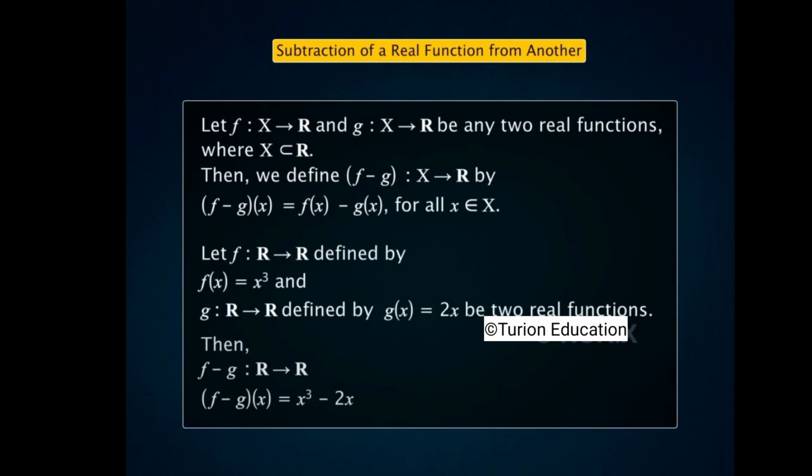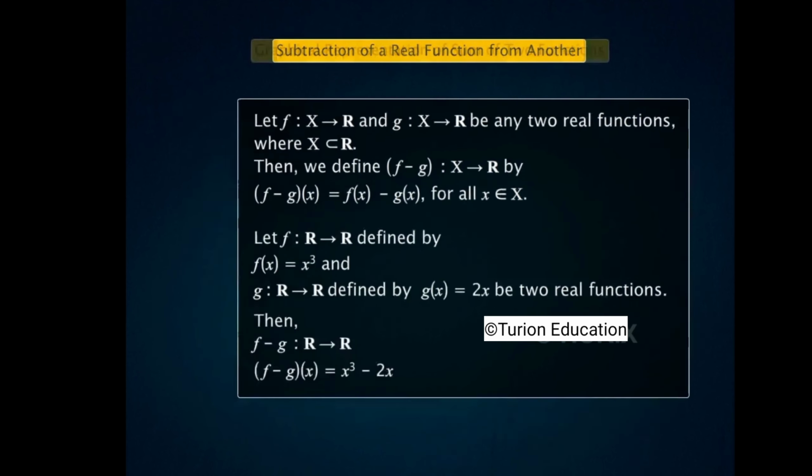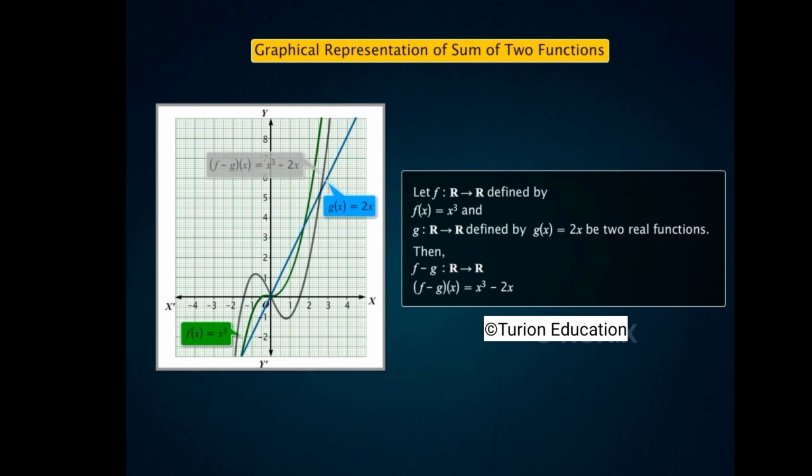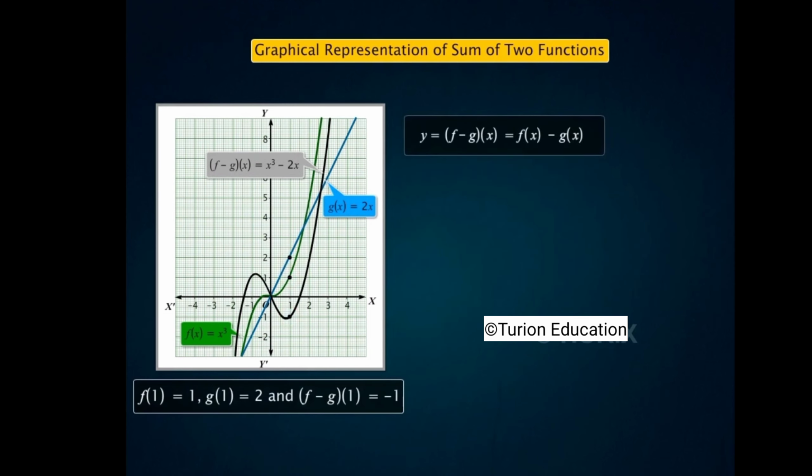The difference between the two real functions is also a real function, of which we can plot a graph. Let's look at the graph of the difference function. As before, the graph of f(x) equal to x cubed and g(x) equal to 2x is plotted on the same graph. Then on the same graph, the difference function (f minus g)(x) equal to x cubed minus 2x is plotted. Notice the graph. The y-coordinate of each point on the graph of y equal to (f minus g)(x) is the result of subtracting the y-coordinate of g(x) from the y-coordinate of f(x).